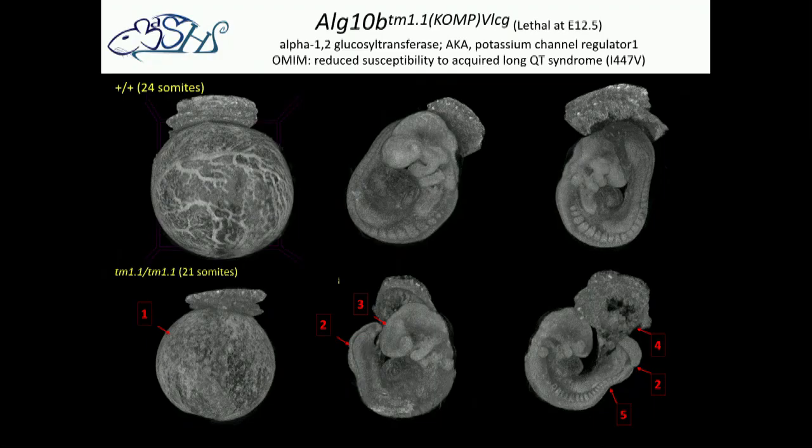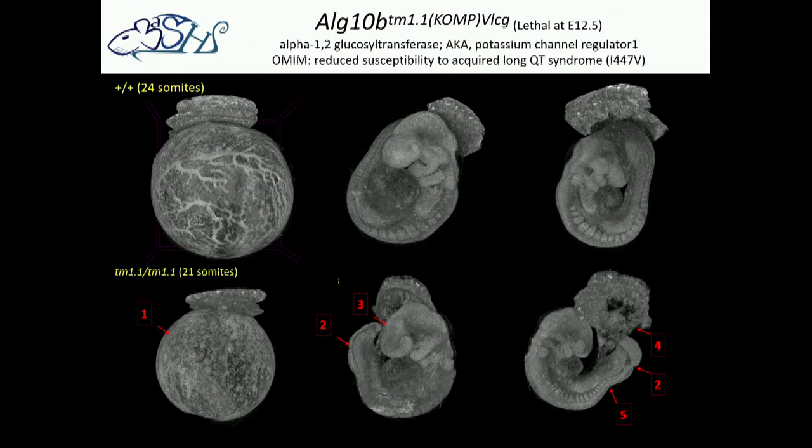is ALG10B. So null mutations in ALG10B result in lethality between 9.5 and 12.5 days in mouse development. And you can see the phenotype shown here. And one of the interesting aspects of this phenotype is if you look at these extraembryonic tissues, the yolk sac that surrounds the embryo, you can see abnormal vascular development. So the wild type is on the top and the mutant is on the bottom all the way to the left. You see a lack of that vasculature that surrounds the embryos. And there's other defects within these embryos as well.